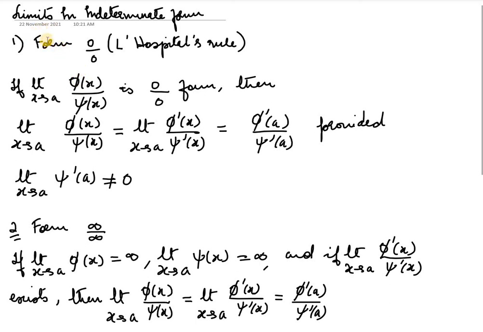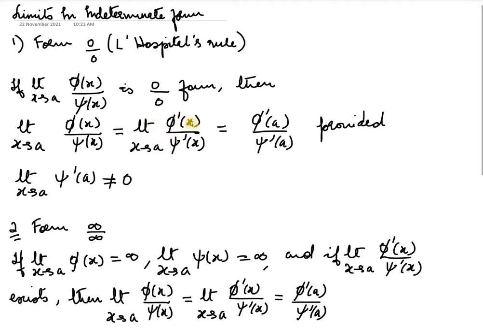In this video, I'm going to explain how to find the limits of a function of the 0 by 0 form and infinity by infinity form. That is, if the limit as x tends to a of phi x by psi x is of 0 by 0 form, where the limit of the numerator is 0 and the limit of the denominator also is 0, then we have to apply L'Hopital rule to evaluate the limit of this type of function.